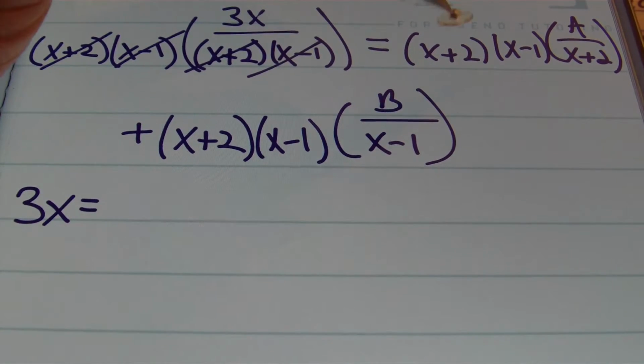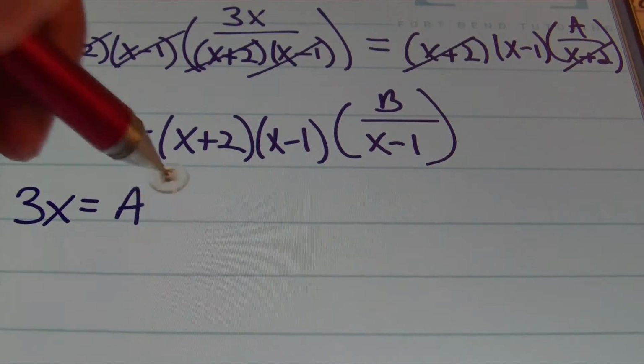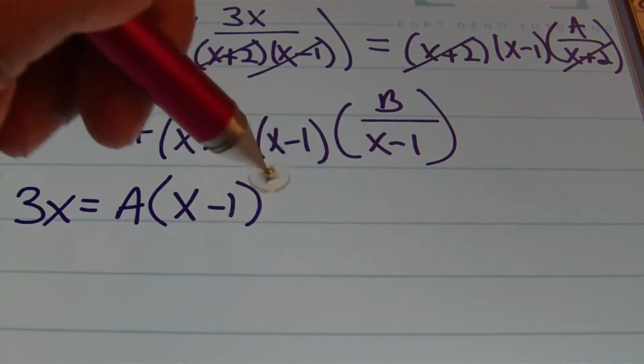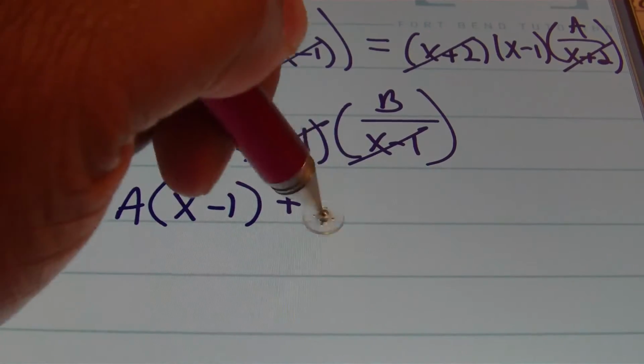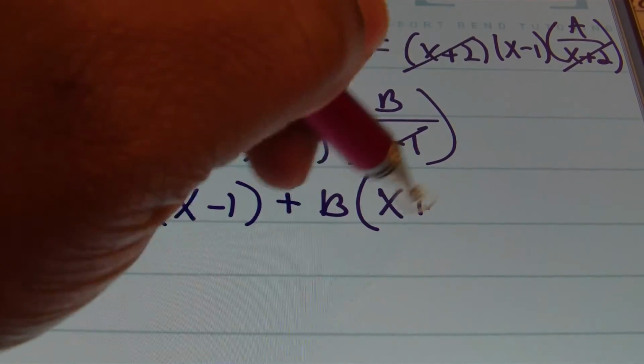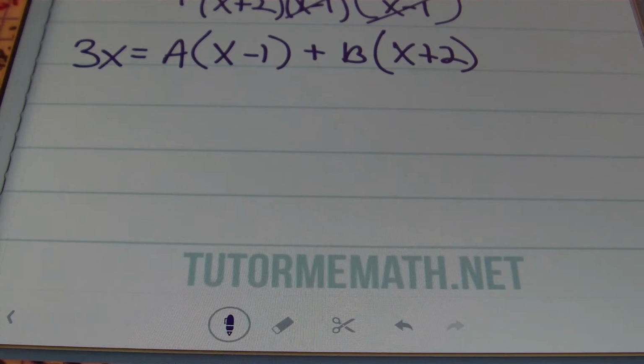This equals 2. On the right side here, the x plus 2's will cancel out to leave me with a times x minus 1. Then, in addition to that, I'll be able to cancel out that x minus 1 in that last term, and that leaves me with b times x plus 2. All right, so all of that's simplified to what we have before us now.